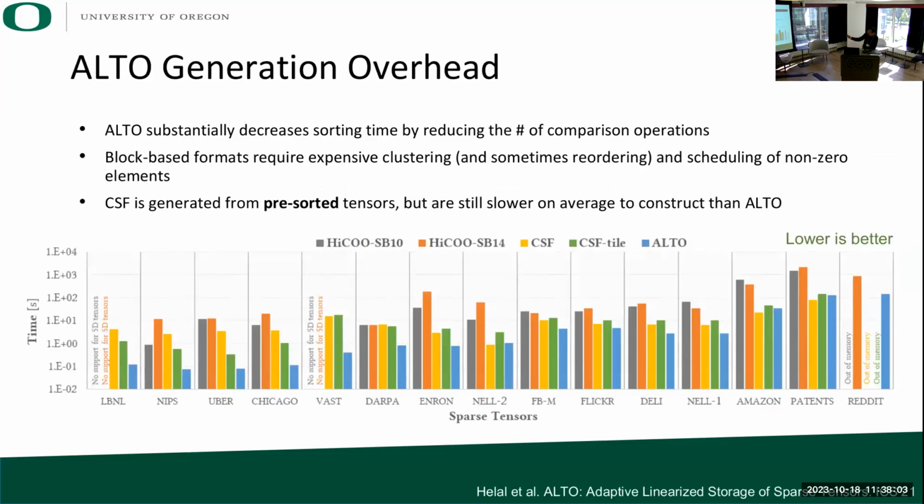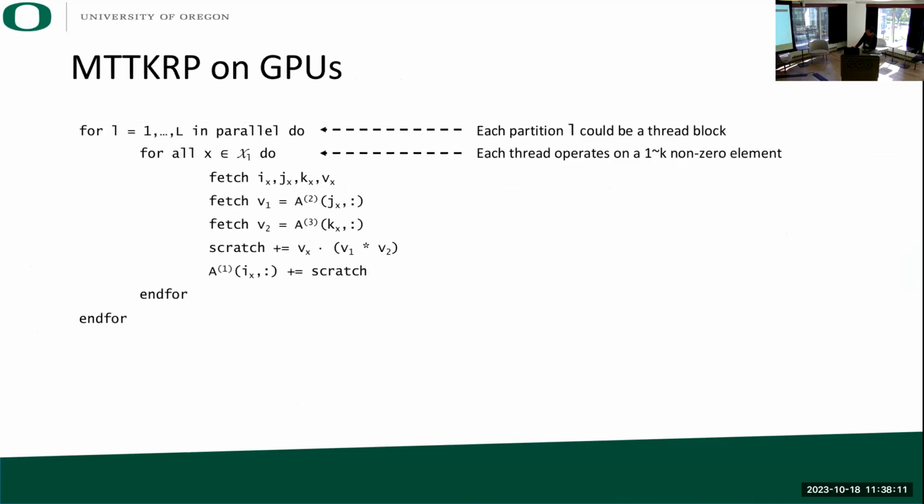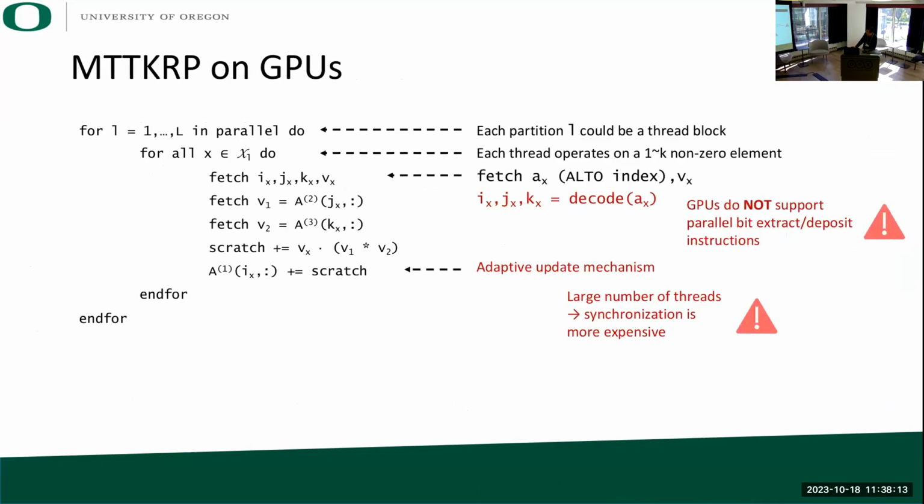And the cost of doing the conversion to generate the ALTO is actually cheaper than CSF or HaiCOO by quite a bit. So the GPU. What do we need to do to get through the gist of it? The GPU does not have a parallel bit extract and deposit instruction, right? So you can't do that because that becomes extremely expensive and you can't hide that cost among the data load anymore. The number of threads is much higher, so updates are much more expensive, and GPUs have limited on-chip memory. So a lot of these tensors, like Reddit, Amazon, and I think NIPS, will not run on the state-of-the-art libraries because they just don't fit into GPU memory.